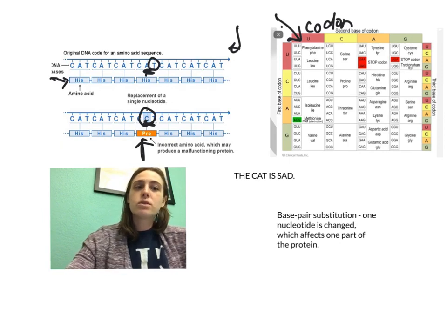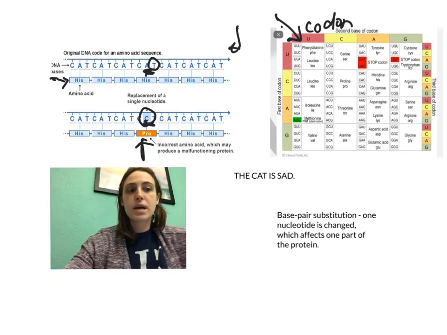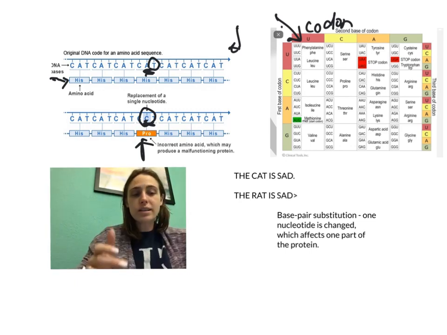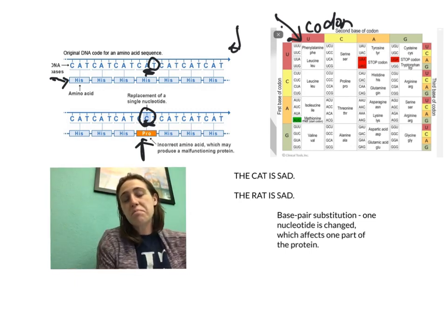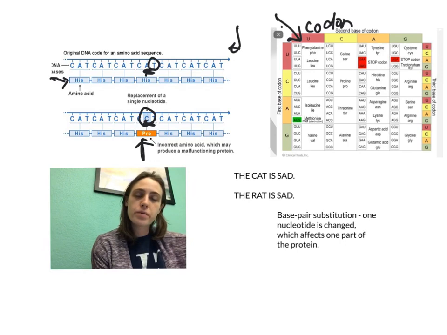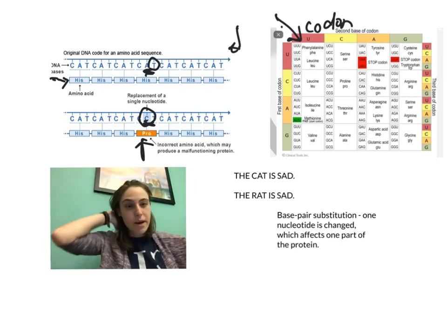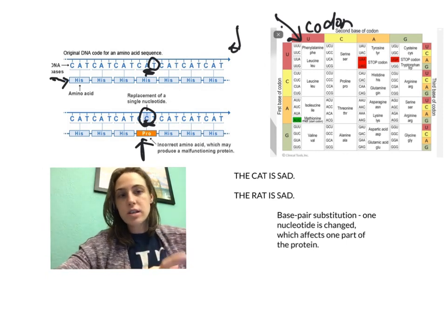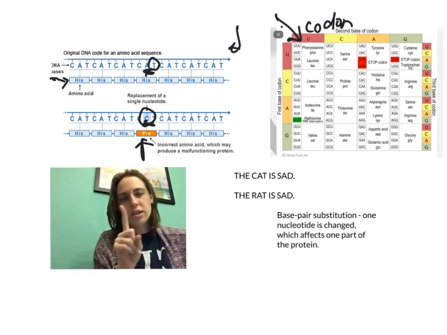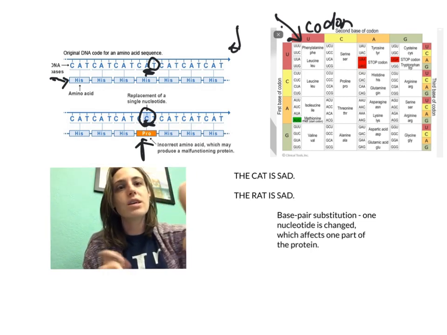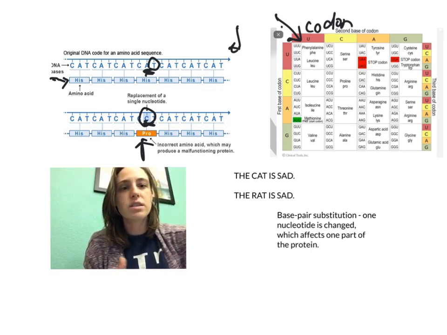In a point mutation, which is another word for this, or a base pair mutation, we would say the rat is sad. Notice that it is still a sentence. It's still similar to what we were saying before, except now we're not talking about a cat, we're talking about a rat. So you're changing the overall meaning of the sentence by only changing one word. You're only changing one little part. So your example for this that you see in humans is going to be sickle cell disease.